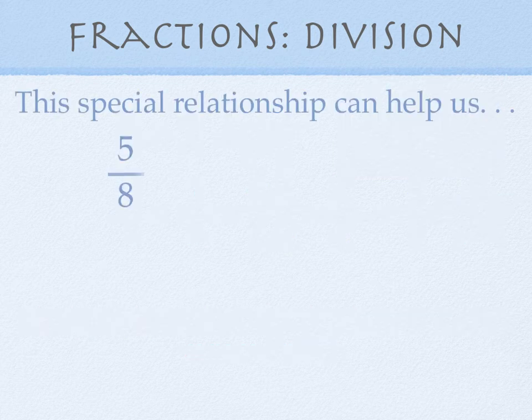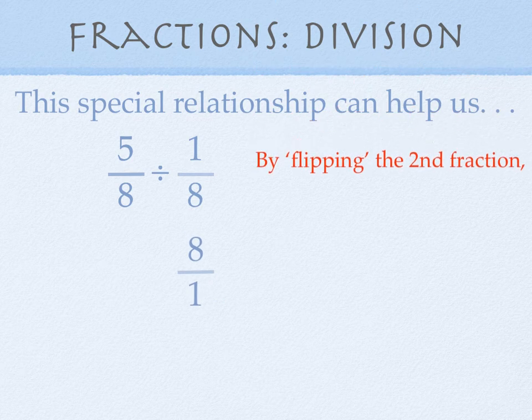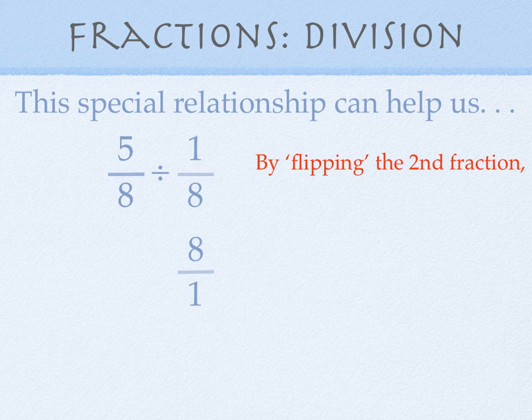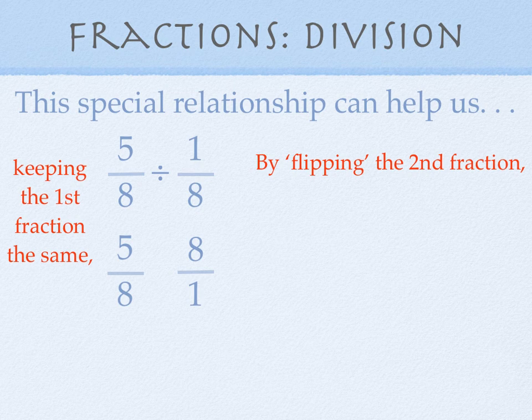That can help us if I want to divide 5/8 by 1/8. Then what I do is I find the reciprocal. I flip or find the inverse of that second fraction. Instead of 1 over 8, I make it 8 over 1. And I keep the first fraction the same. Don't forget, the first fraction stays the same. Don't flip both of them.